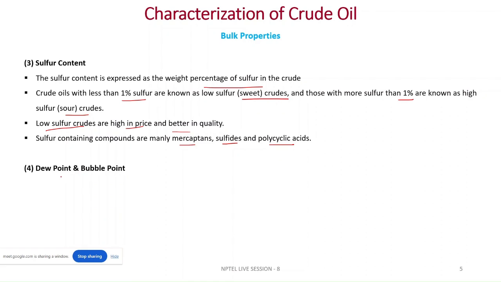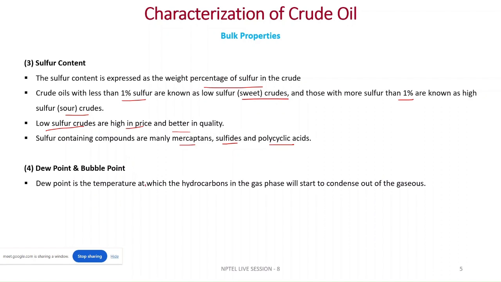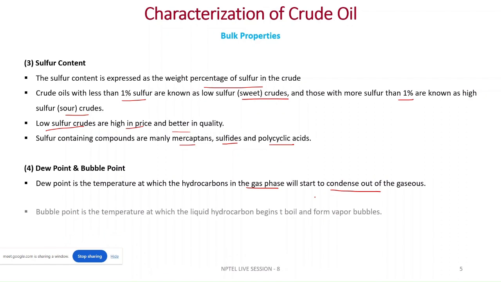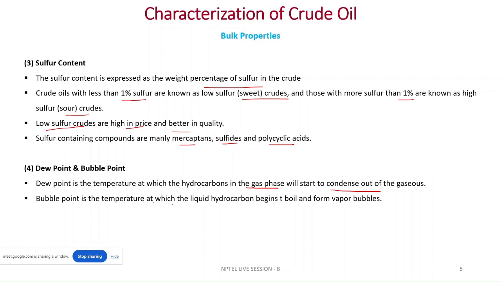Next bulk properties are dew point and bubble point. Dew point, we know, is the temperature at which the hydrocarbon in the gas phase will start to condense out of the gaseous phase, right? It will start to condense. Whereas the bubble point is the temperature at which the liquid hydrocarbon begins to boil and forms vapor bubbles.